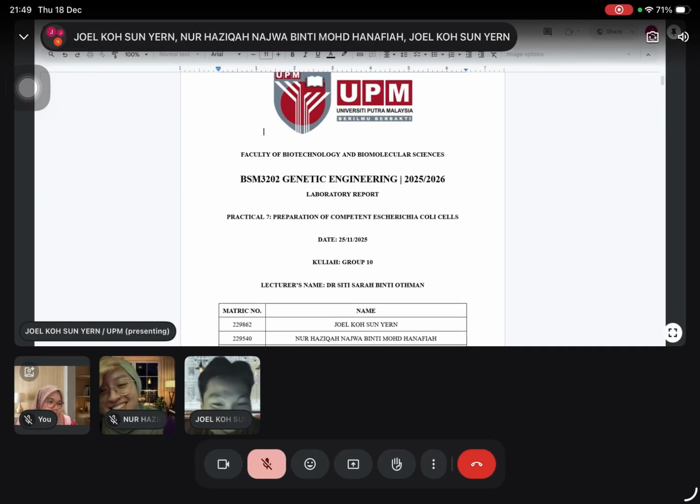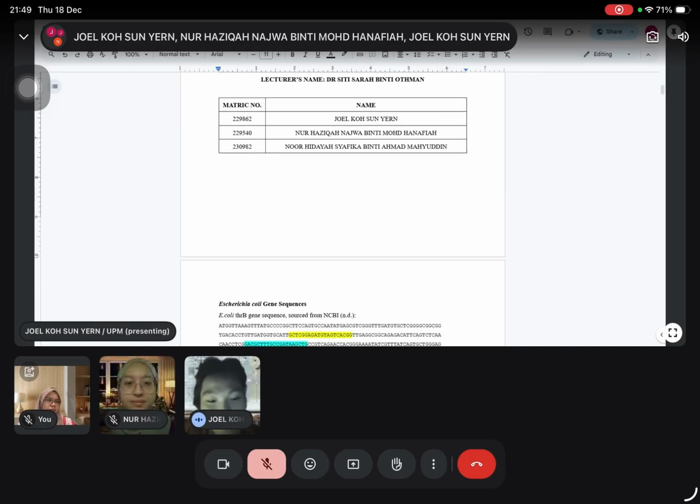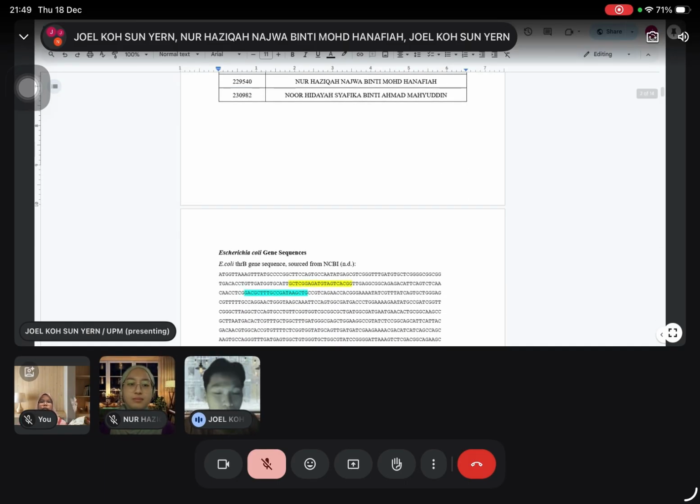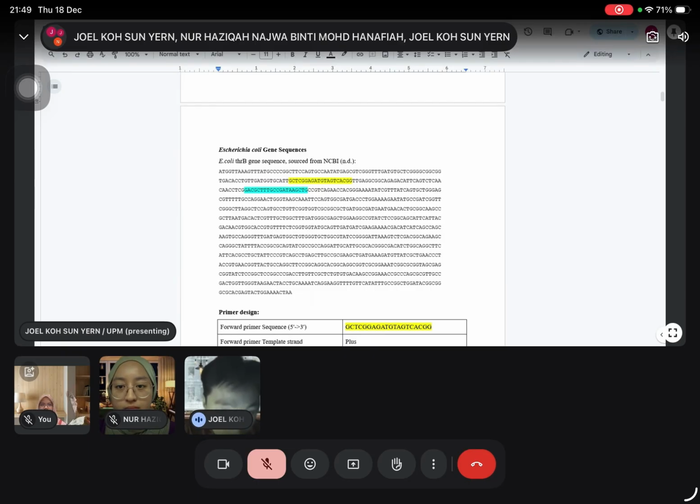Evening, guys. So today we are going to discuss primer design. We have come up with three primer pairs, where all these primer pairs will bind to the E. coli gene sequence, and we have come up with three genes from E. coli. And here we have the first one.